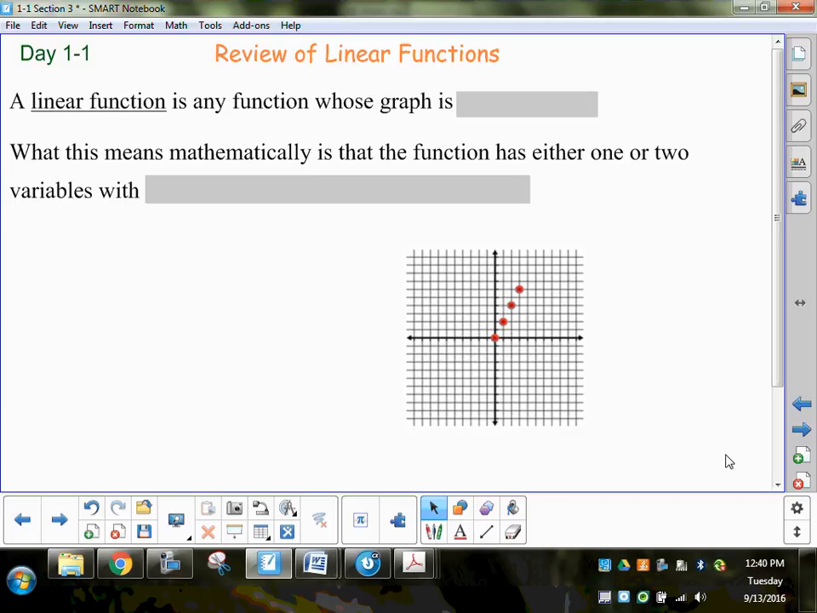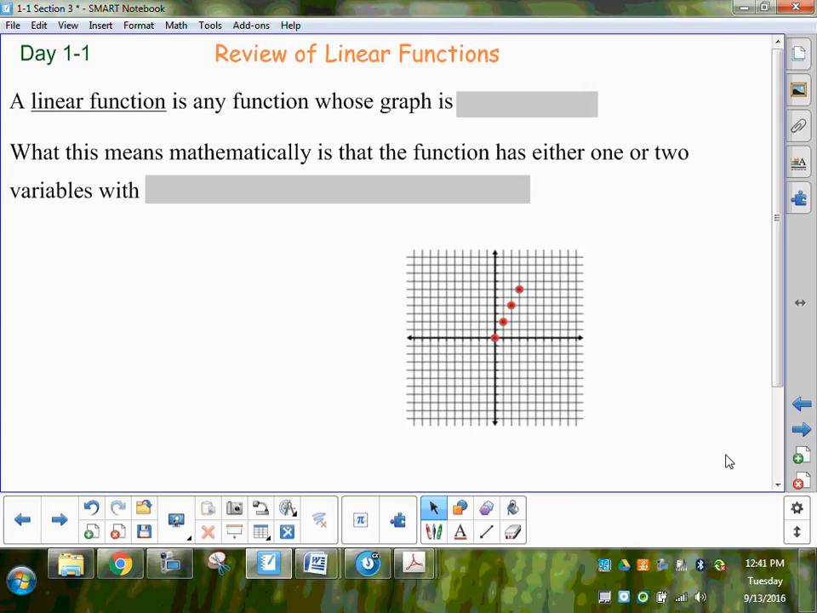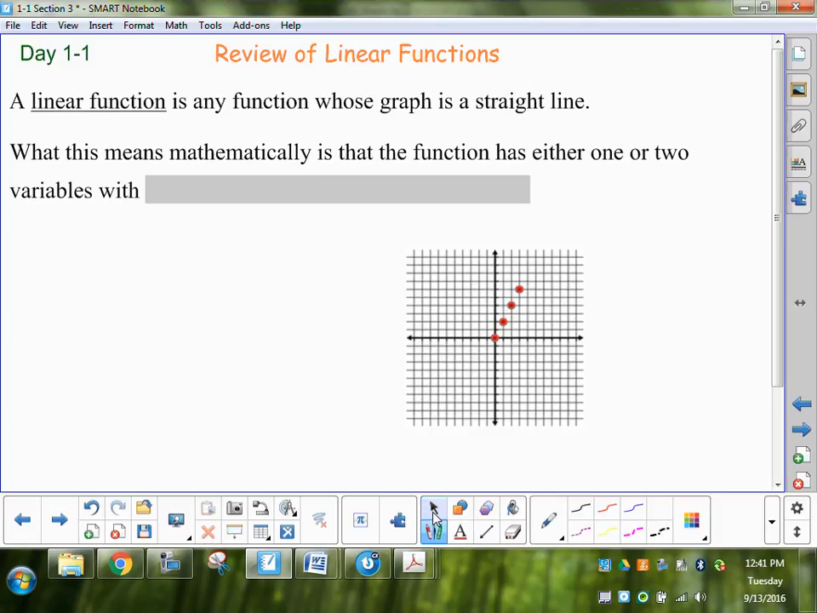Wonderful. Now, let's bounce over to what we were talking about for our notes for today. We're going to start off with what a linear function is. A linear function is any function whose graph is a straight line. It can be an x equals or y equals equation, but you have a constant rate of change. Linear functions have a constant rate of change.